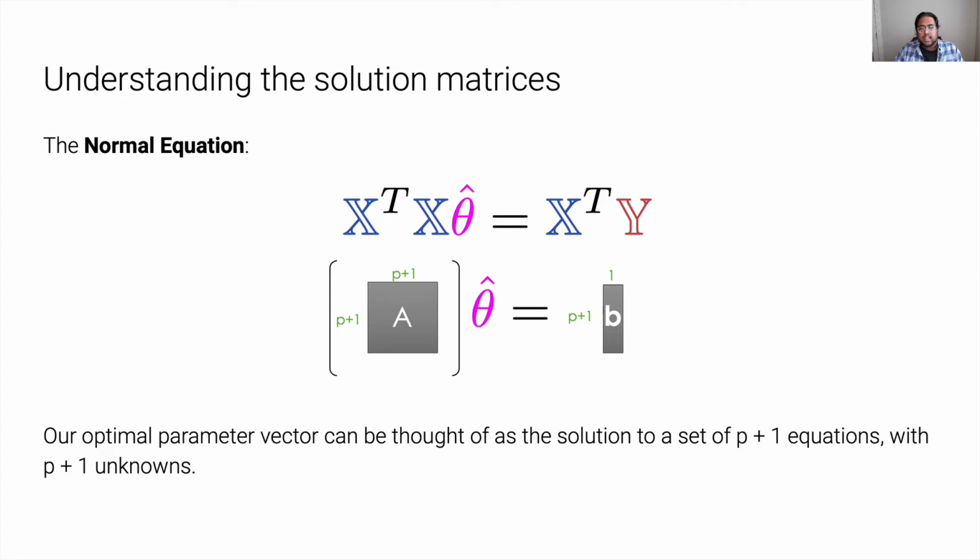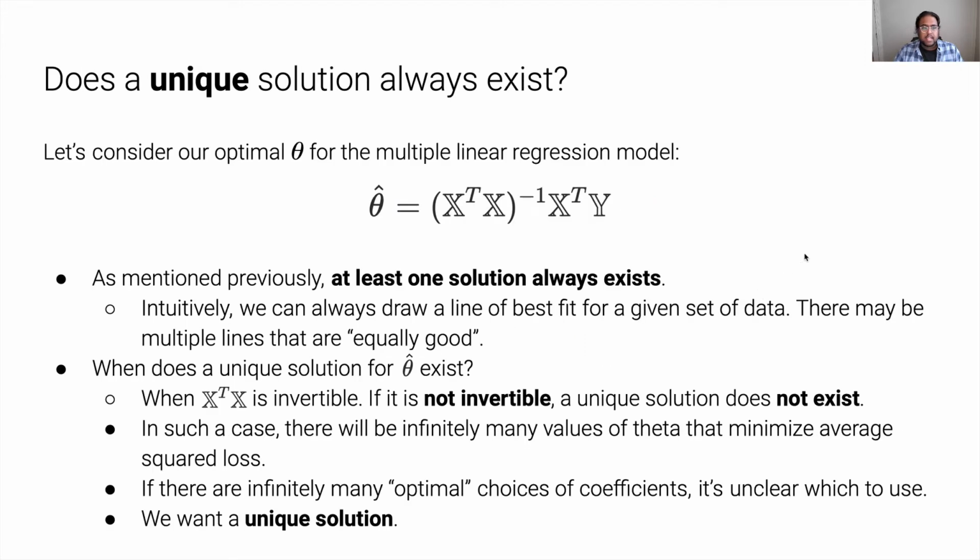And so, as we will see, it is possible that this set of equations doesn't have just one unique solution, but rather has infinitely many solutions. And so, when does a unique solution exist? A solution exists, generally, because, given a set of points, we can always draw a line of best fit. There may be multiple equally good lines, but we can always draw one, and so a solution always exists for this specific case. A unique solution exists if and only if X transpose X is invertible. If X transpose X is not invertible, we can't use this expression to compute the optimal theta hat.